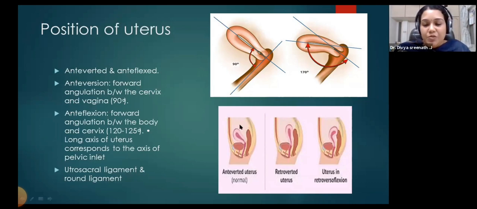There is some variation from that also. Some ladies, especially 10 to 12 percent, may have a retroverted uterus. Retroverted uterus means the uterus may either stand up or be inclined to the back. This is retroverted and this is the retroflexed position.